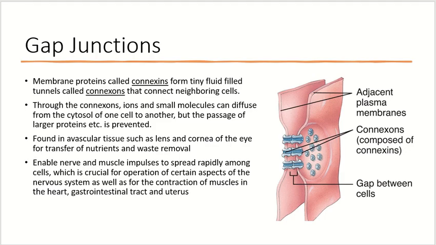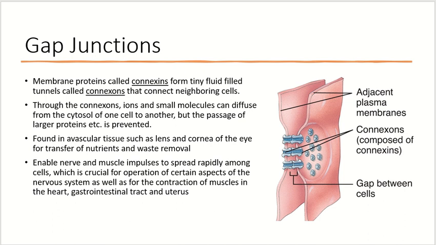And then last but not least, for our cell junctions, we have the gap junction. And these are kind of cool. These are made up of little membrane proteins called connexins. The individual proteins are called connexins, and multiple connexins form these tiny fluid-filled tunnels. These tunnels are called connexons. So connexins and connexons, get those straight in your head.